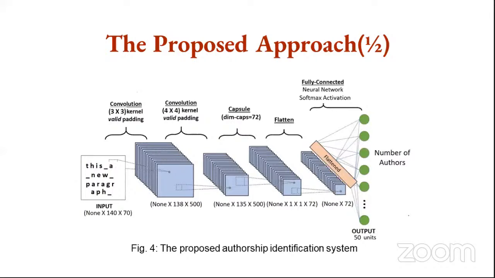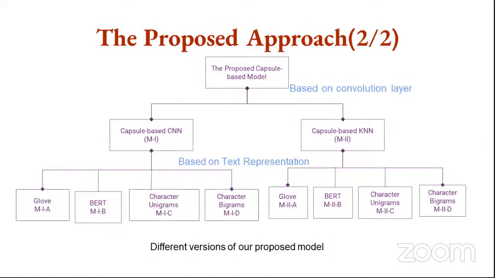So this is the structure of the capsule network, which is a CNN-based module only, but now it has the capability of capturing the spatial information. And this capsule network is used along with different types of encodings to identify the author. We have used GloVe embedding, BERT embedding, character unigrams as embedding, and character bigrams as embedding. So we have used different types of embeddings in the capsule-based CNN to develop the authorship identification module.